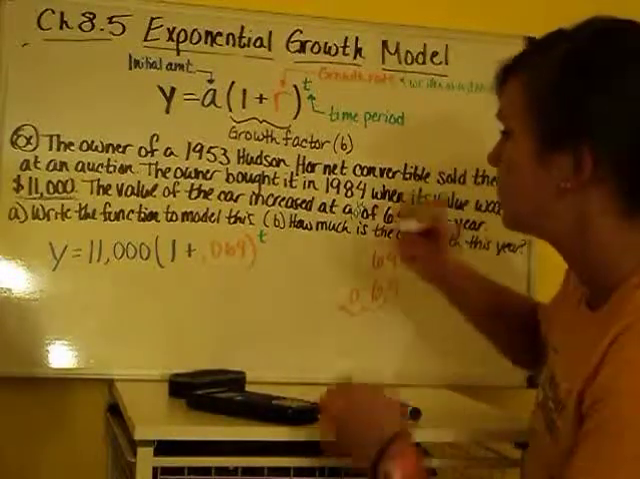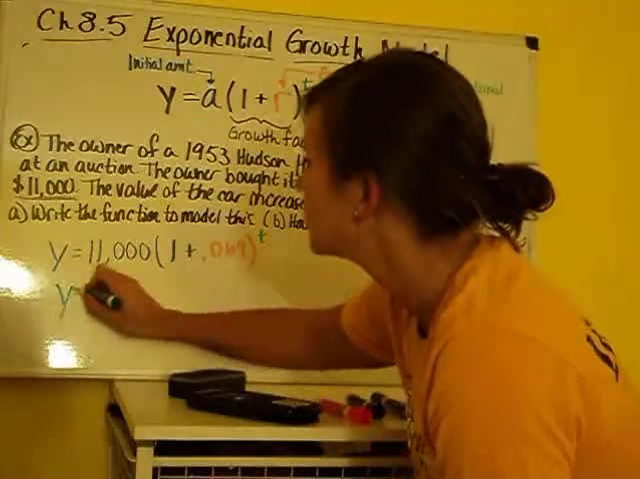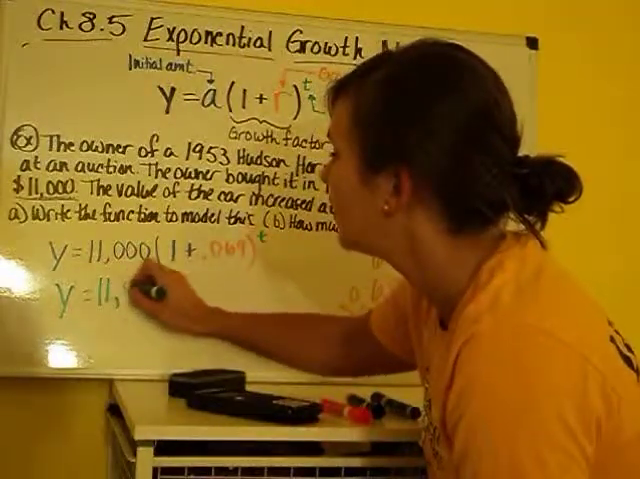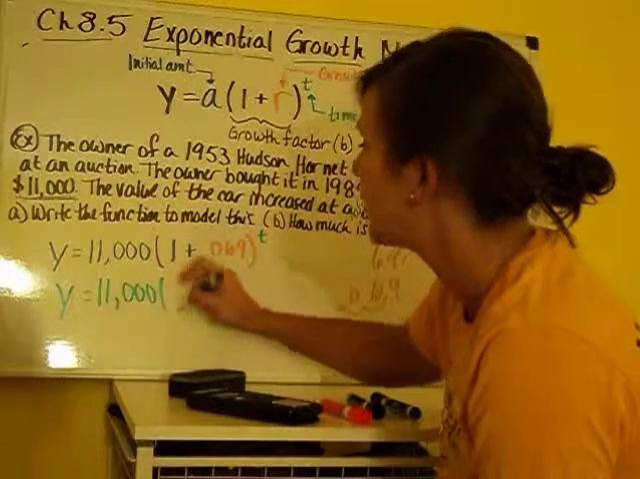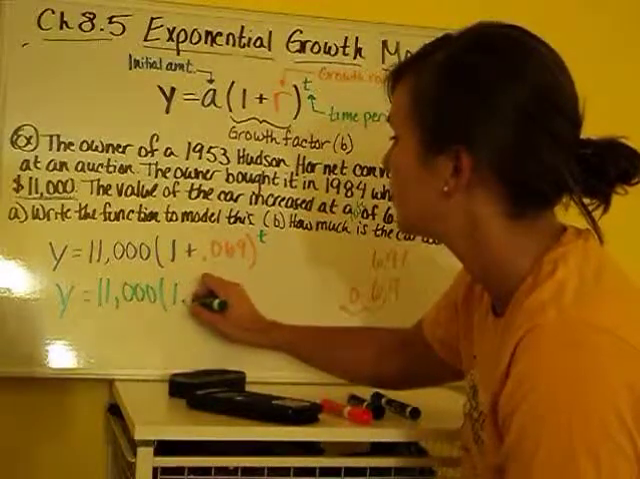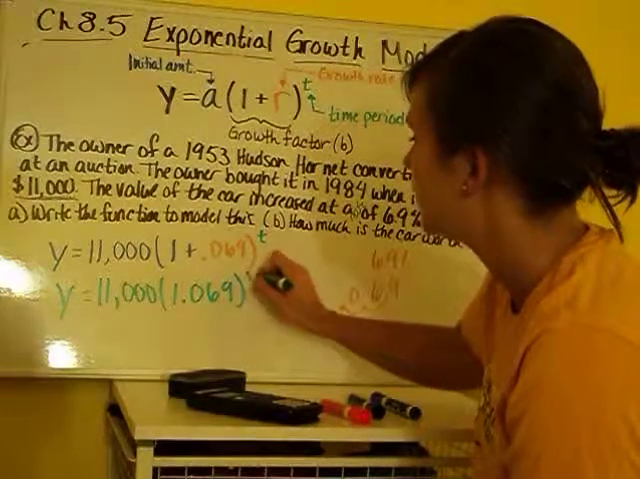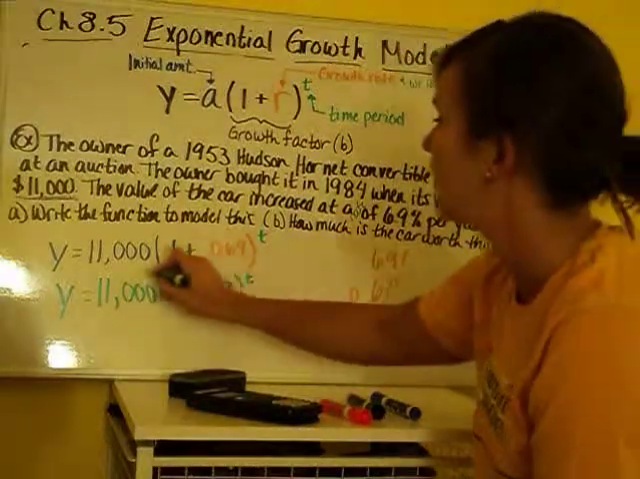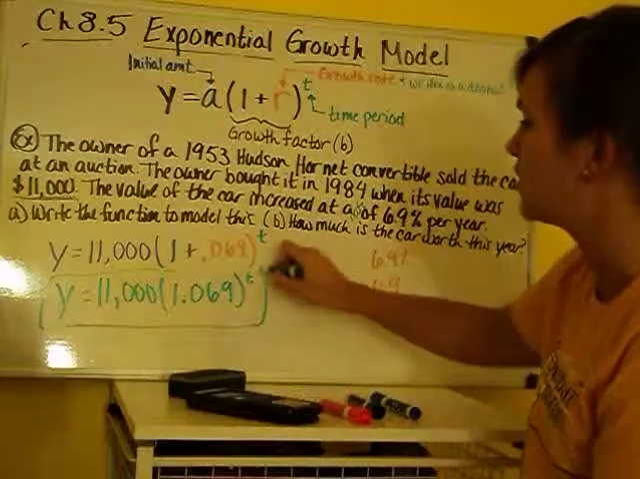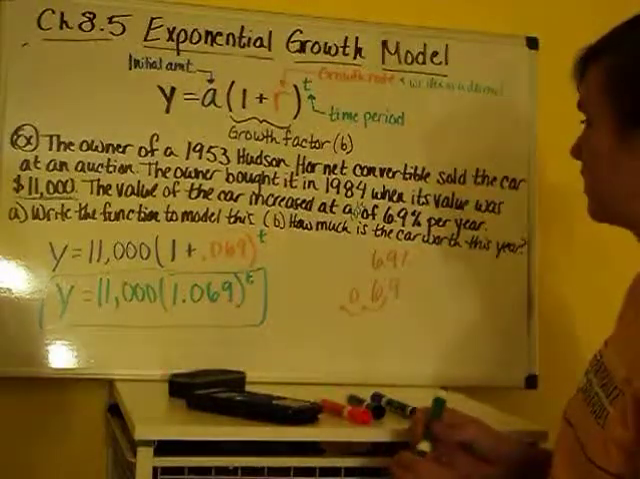So we're going to add this. We will have y equals 11,000 times 1 plus 0.069 is 1.069 to the t. And that is our function. Okay?